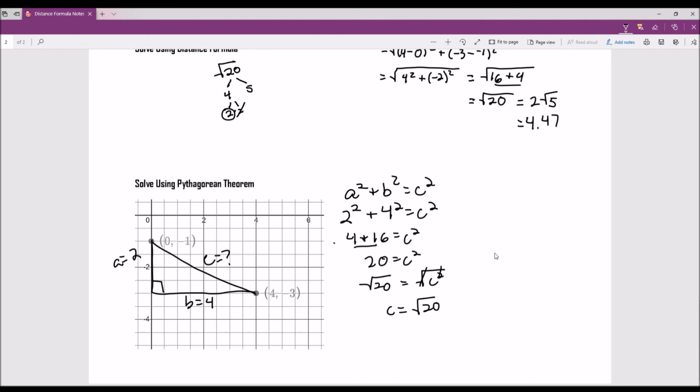Square root of 20, square root of 20. But those are the same. And then I'm just going to simplify it the same way, either 2 square root of 5 or 4.47. Your choice how you want to display that.